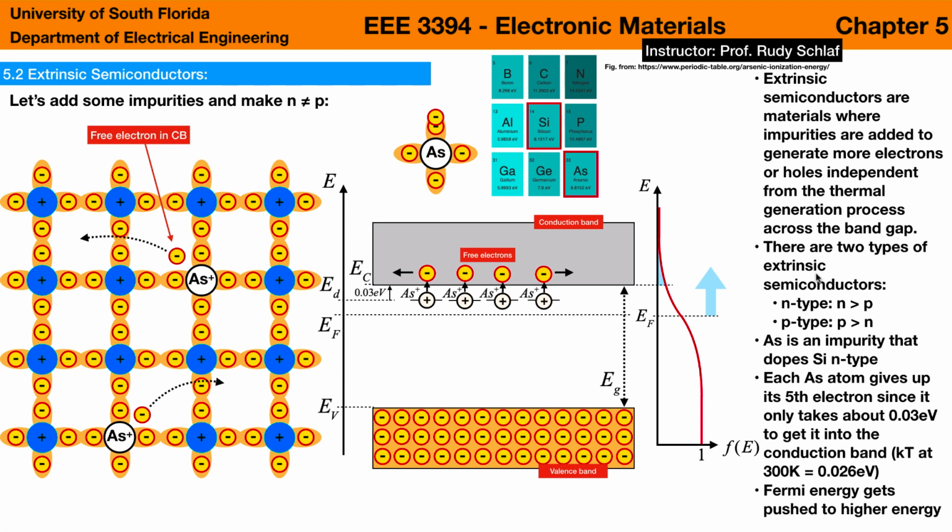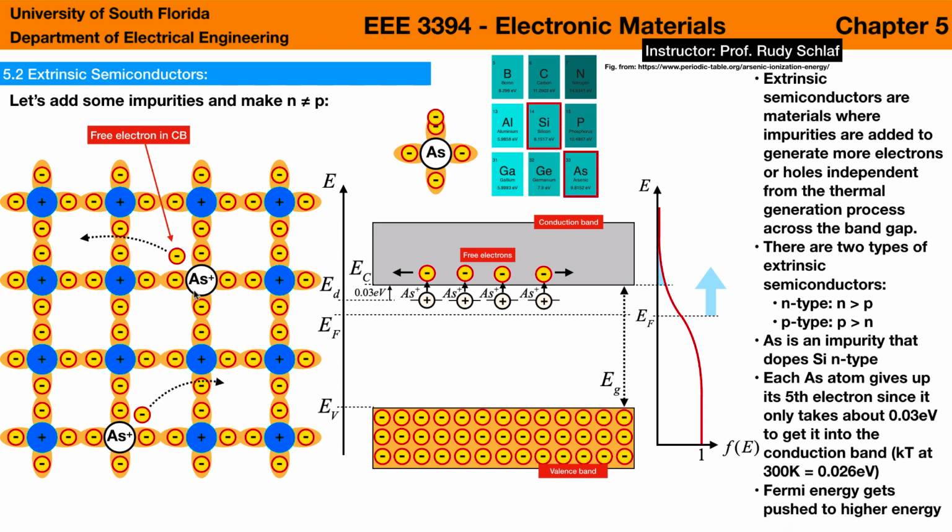There are two types of extrinsic semiconductors. We call them n-type when we have more electrons than holes, and we call them p-type when we have more holes than electrons. So on this slide, let's start out with n-type semiconductors, where we make n larger than p, and this is done by introducing impurities into the silicon matrix that have more electrons than silicon.